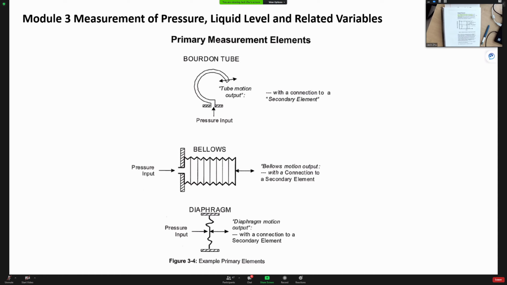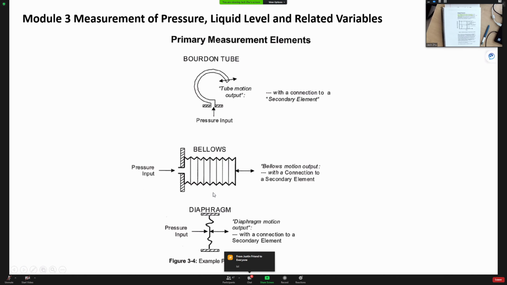So if you have a Bourbon, what? You're drunk in my class? You can read to very high pressure. Usually for very high pressure applications, they always use the Bourdon tube.